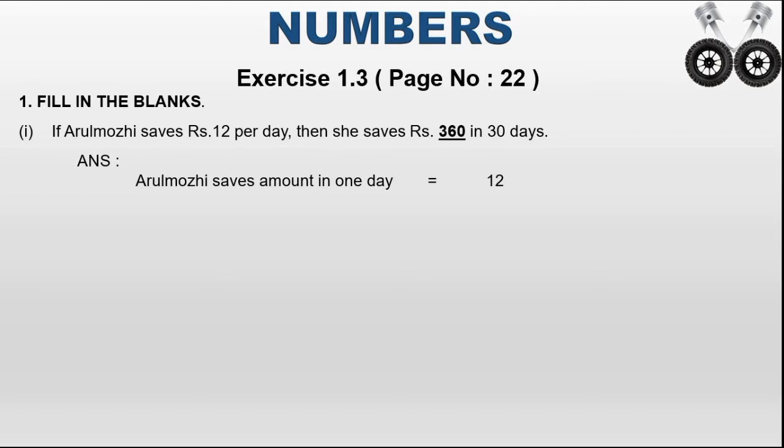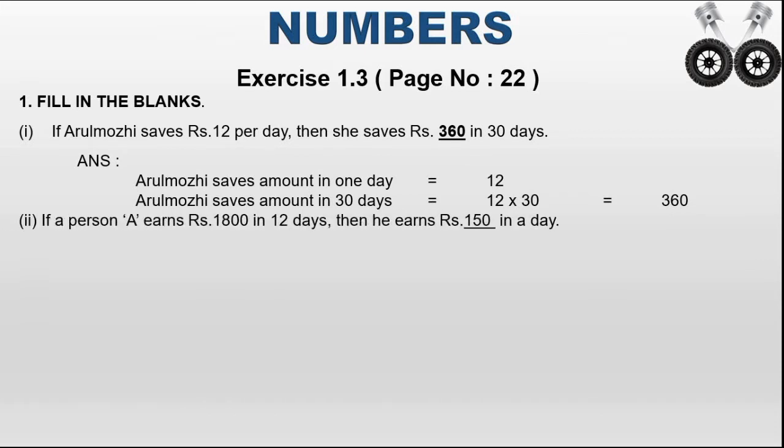Here the days are increased from 1 to 30, which means the rupees are also increased. So we have to do multiplication here. Arulmozhi saves amount in 1 day equal to 12. Arulmozhi saves amount in 30 days equal to 12 into 30, equal to 360. So the answer is 360 rupees. For 30 days, how much amount does she save? Rupees 360. What is the second question?